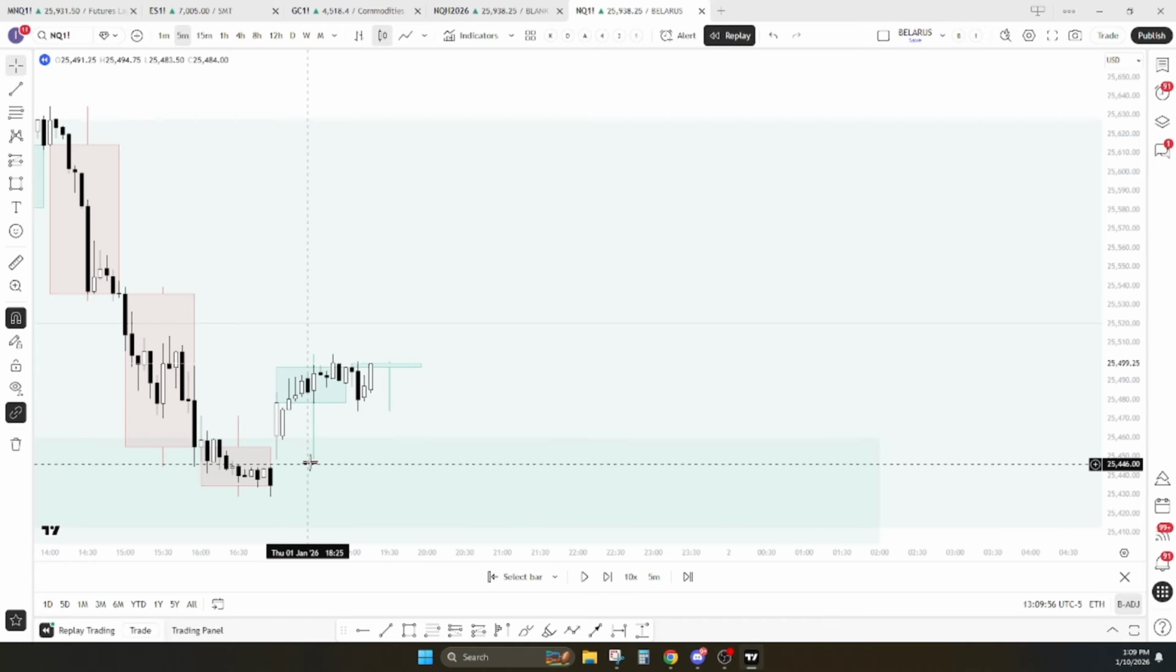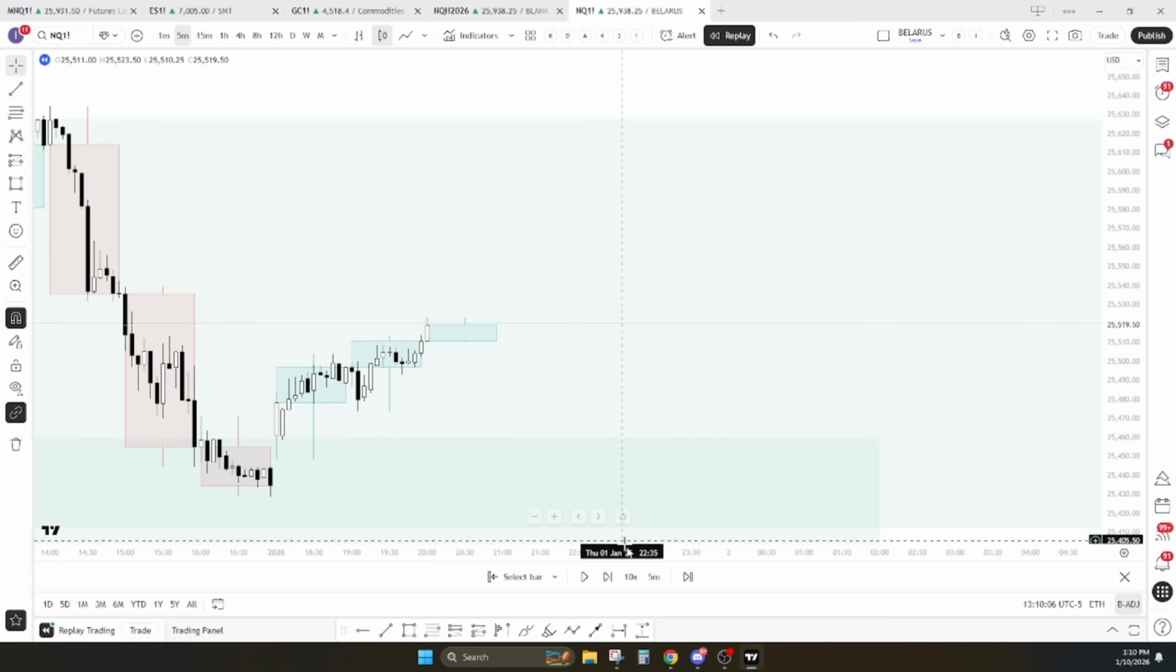So no 1 hour sweep. The 1 hour low is here at the moment. So we'll just play. I don't want to play it too quick because I don't want to cheat. We're going into a new 1 hour candle now.